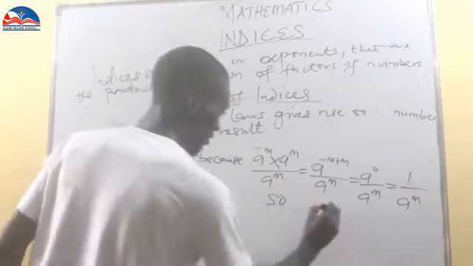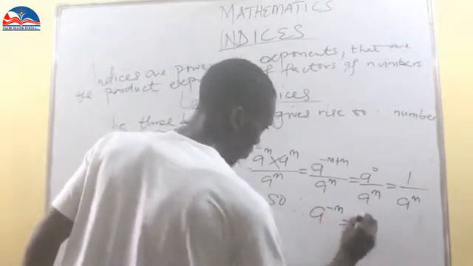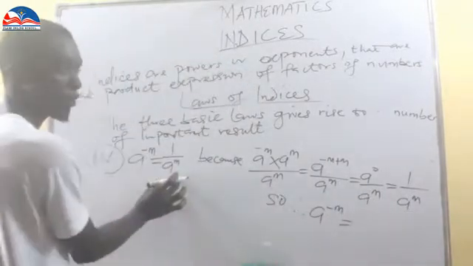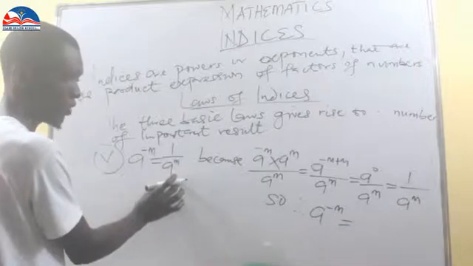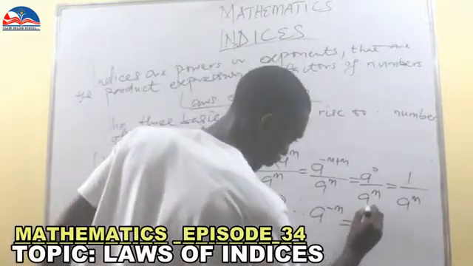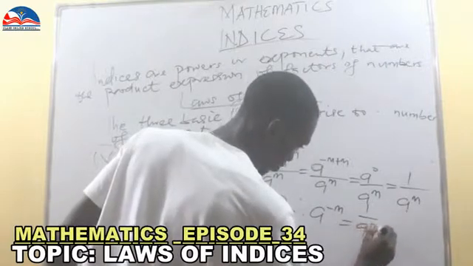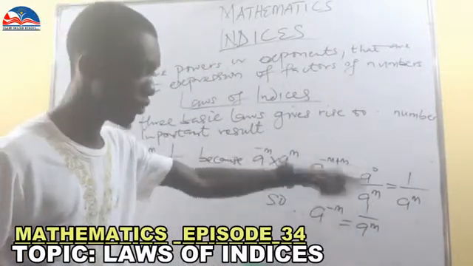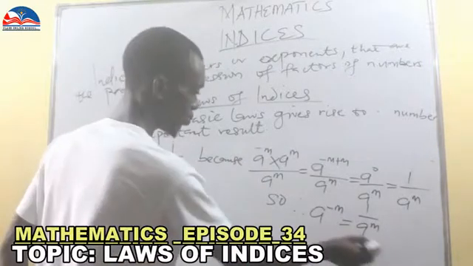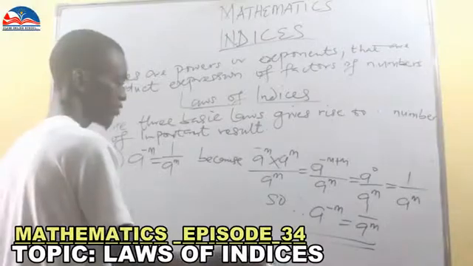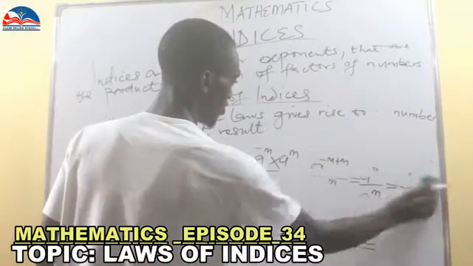A index minus M is equal to 1 over A index M. So the fifth law is being verified, that A index minus M is equal to 1 over A index M. So this is the fifth law. Alright.